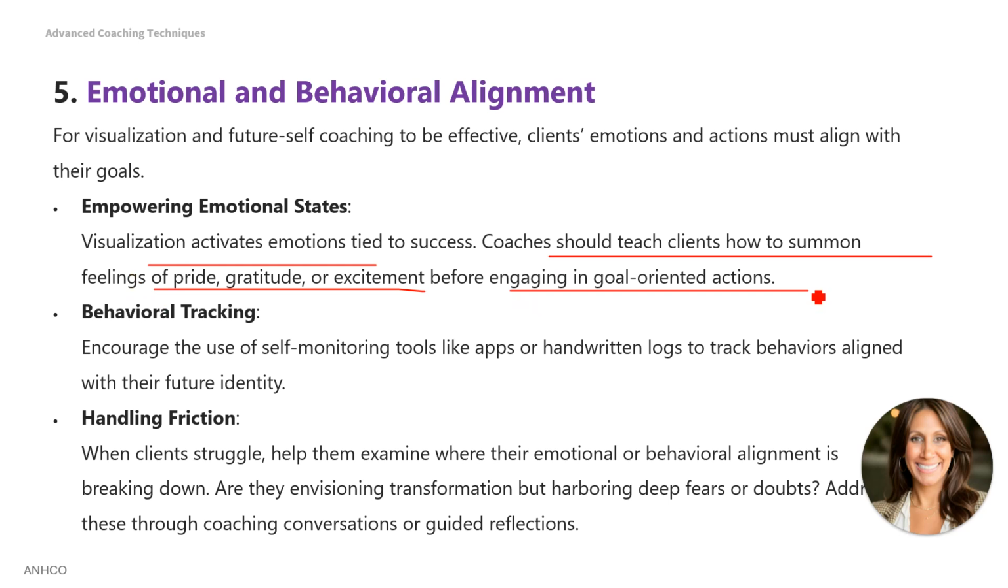Behavioral tracking. Encourage the use of self-monitoring tools like apps or handwritten logs to track behaviors aligned with their future identity. Handling friction. When clients struggle, help them examine where their emotional or behavioral alignment is breaking down. Are they envisioning transformation but harboring deep fears or doubts?